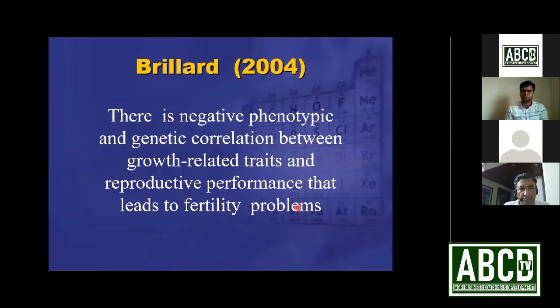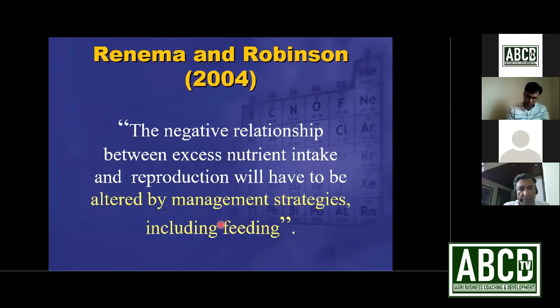So there is a negative phenotypic and genetic correlation between growth-related traits and reproductive performance that leads to fertility problems. And the negative relationship between excess nutrient intake and reproduction can be altered by management strategies, including feeding.